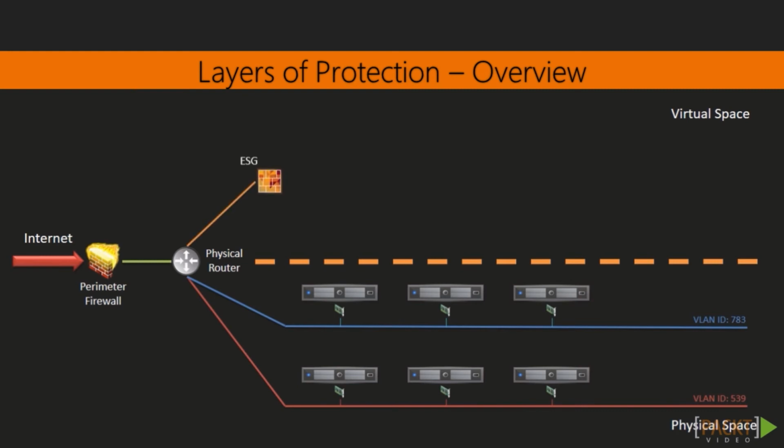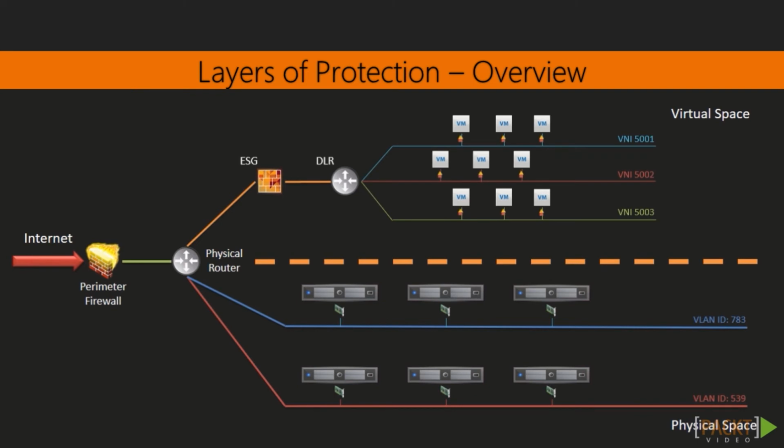In virtual space, we connect an ESG to the physical router, and behind the ESG we use a DLR, and the DLR has all the networks of the virtual machines connected. So we just added 3 VNIs in our example. So let's focus on which layer of protection is placed at which layer within the data center.